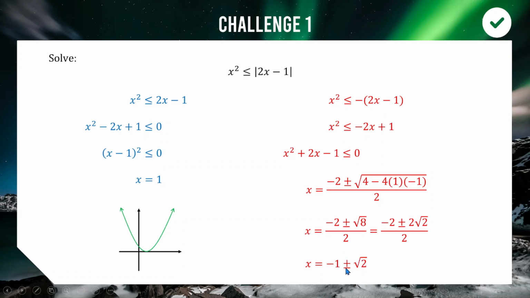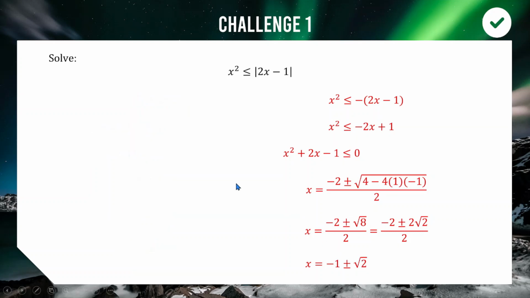Okay, these are our two x-intercepts. The first one is going to be the negative root 2, and the other one's going to be the positive root 2. Because we're looking where this parabola is less than 0, it's going to be between these two values. So putting that all together, either x is between the two x-intercepts of this parabola where it's less than 0, or from before, from the positive case, we also have the solution x equals 1. So both of these are valid solutions to this problem at the top.